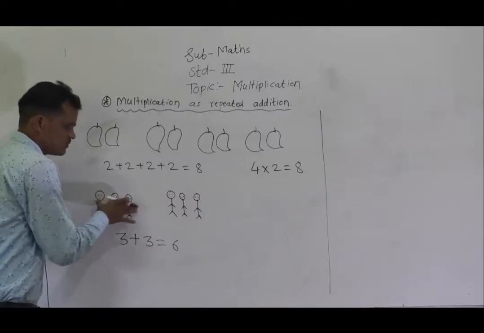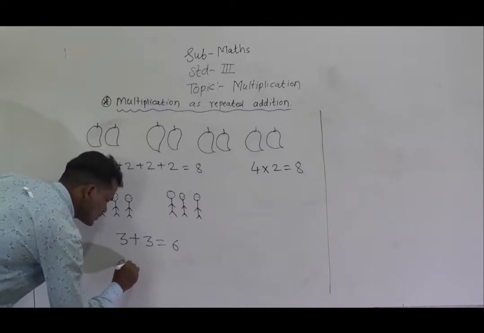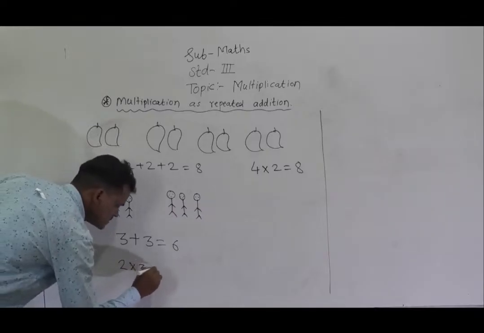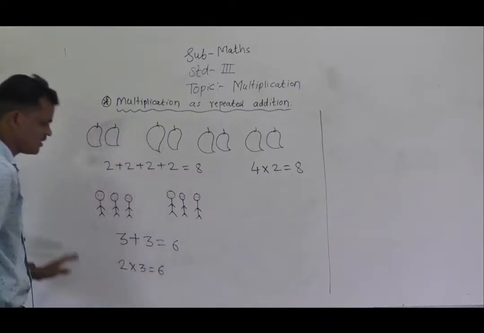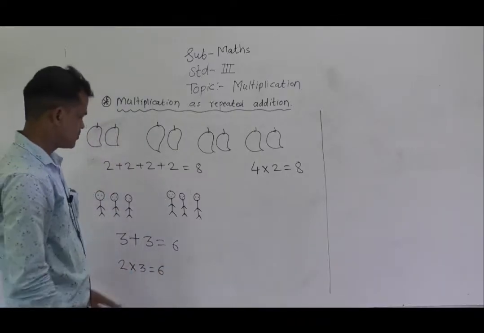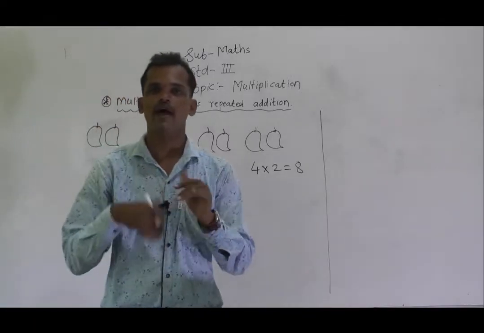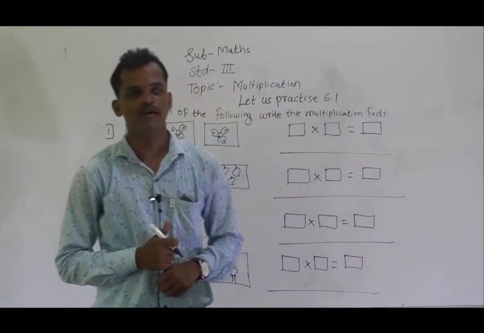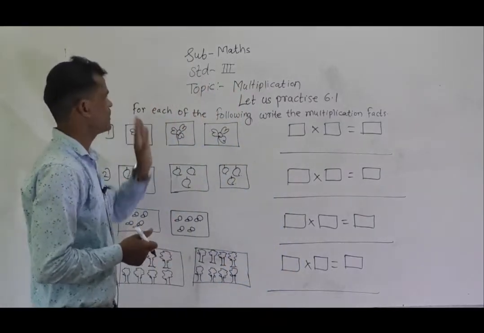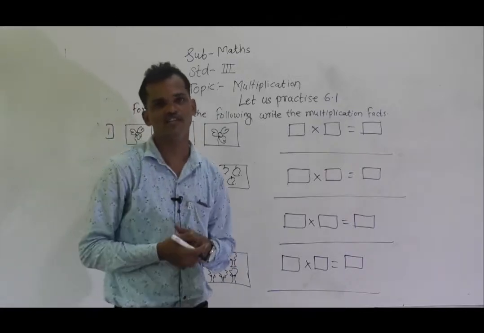this is the first group, this is the second group. Okay, so 2 times 3 is equal to 6, 2 3s are 6. Okay, so we can use multiplication to add repeatedly. We will solve practice 6.1. See, for each of the following, write the multiplication fact and addition fact.